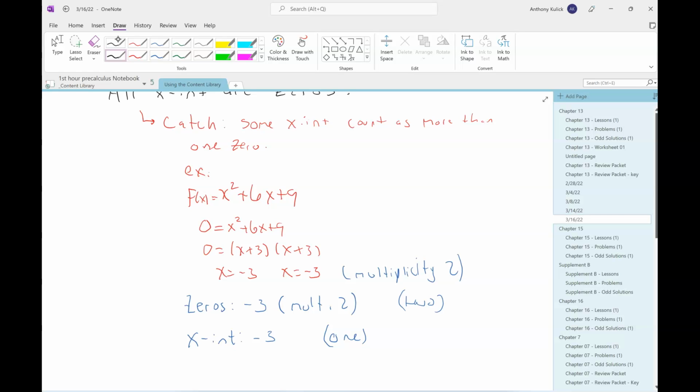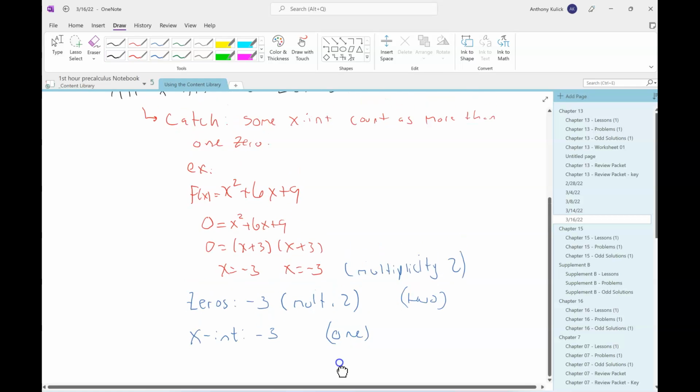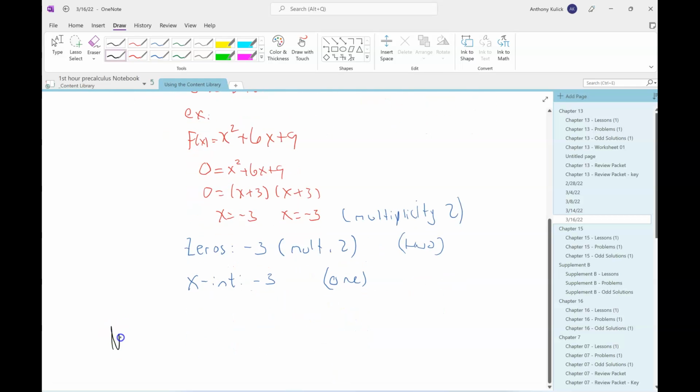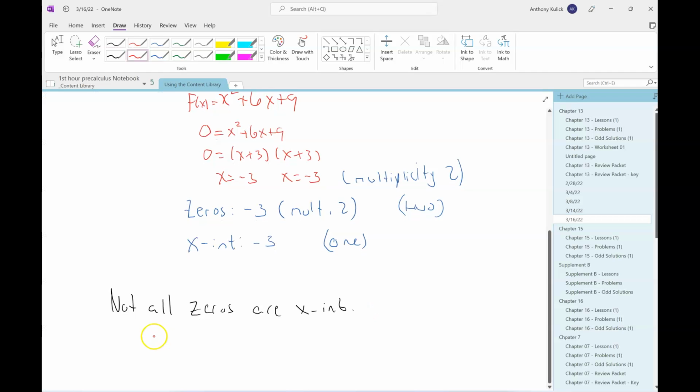But, big whoop, Mr. Kulik, so what? The extra zero is still an x-intercept, so what are we making a big deal about this for? Well, not all zeros are x-intercepts. How the heck is that happening, Mr. Kulik? Well, consider the following.